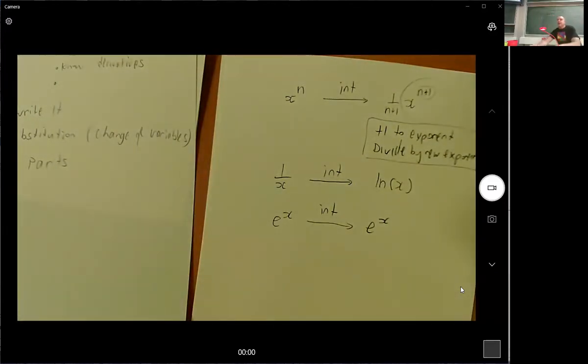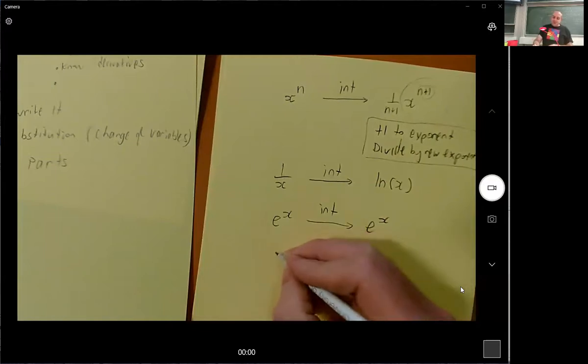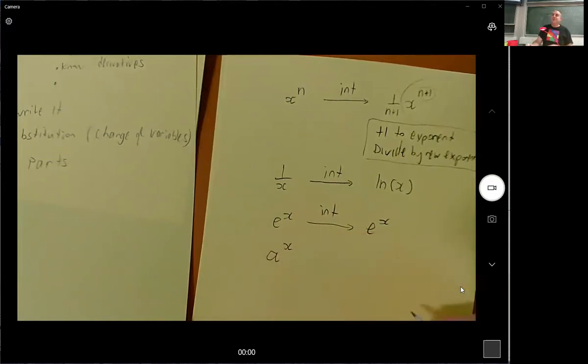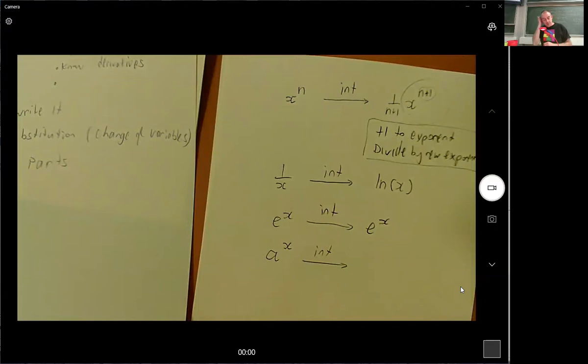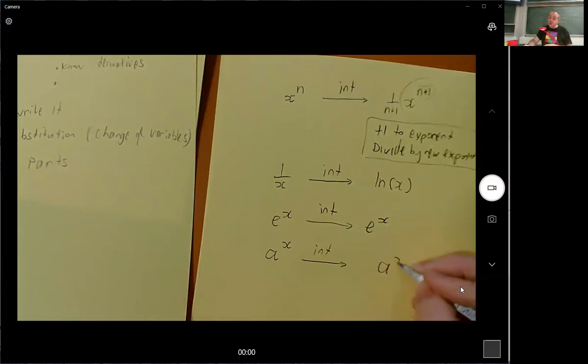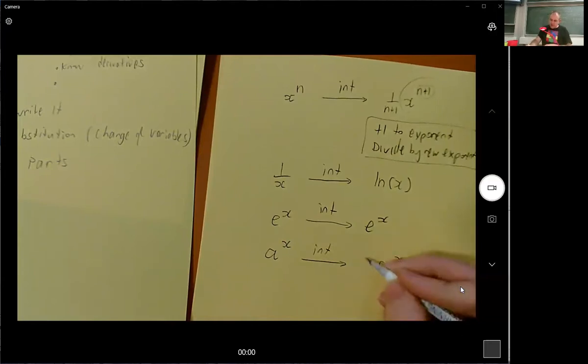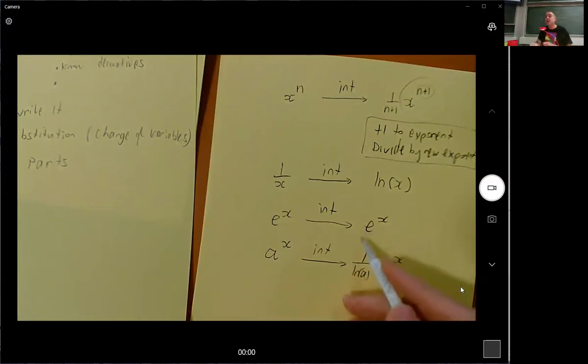Okay. So there's one more on your list, which is some other number to the power of x. Exponential functions other than e to the x behave the same way as e to the x does. It's still got an a to the x, but you have to divide by ln of a along the way, which works for e because ln of e is 1, and so it all works out fine. I think that's everything on your list.